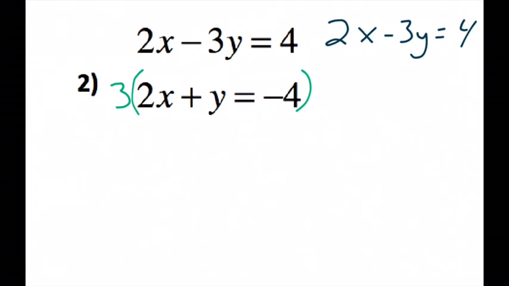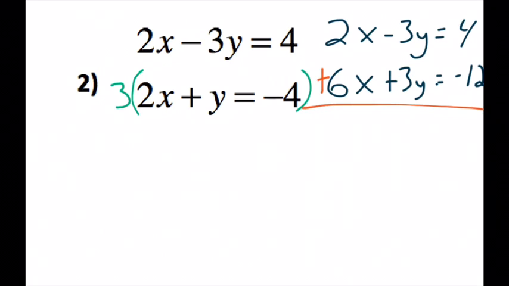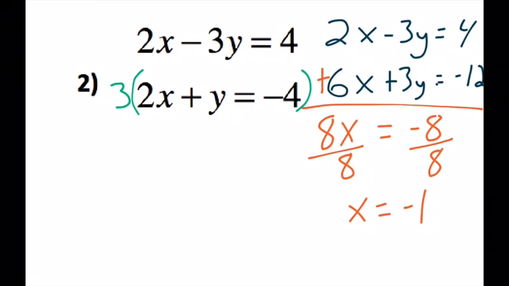On the bottom now, I'm going to have 3 times 2x, which is 6x. 3 times y is a positive 3y, equals 3 times negative 4, which is a negative 12. Now I'm going to add these together. 2x plus 6x is 8x. Negative 3y plus 3y is 0, equals 4 plus a negative 12, which is a negative 8. Divide both sides by 8 and x equals negative 1. So I know the x value in my point is negative 1, which is what I got on the previous example. Okay, now I'm going to take negative 1, plug it back in.